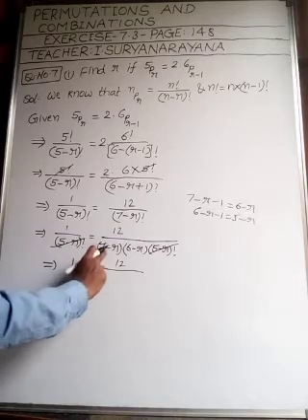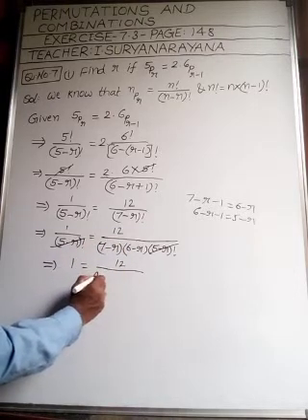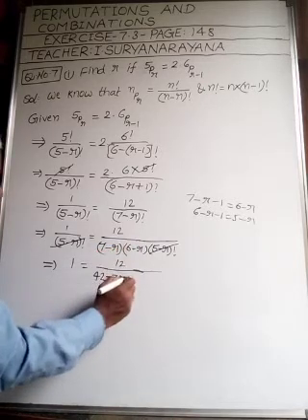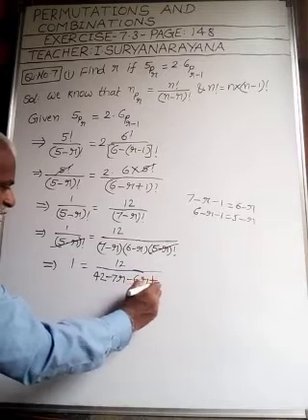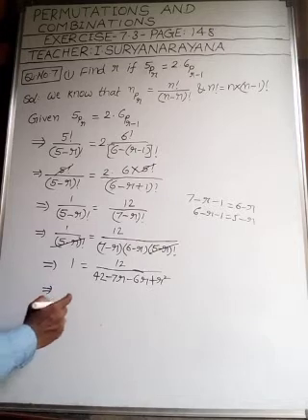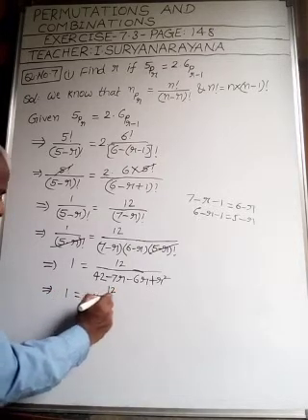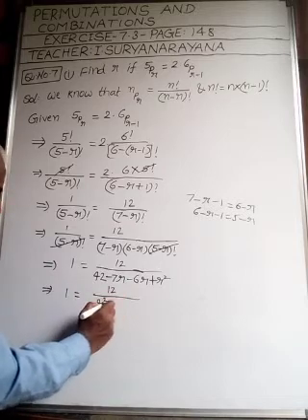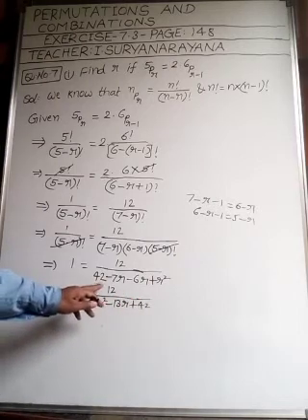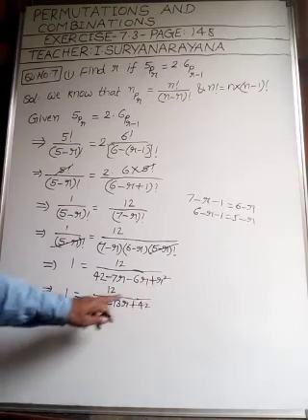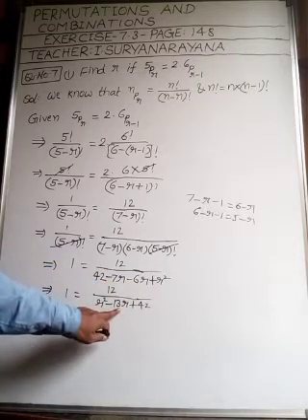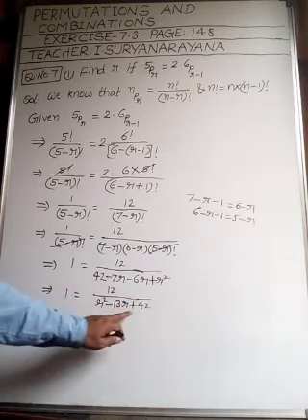Let us multiply these two factors. 7 6 42. 7 into minus r minus 7r, minus r into 6 minus 6r plus r square. Yes or no, my children? Right. This implies 1 is equal to 12 by (r square minus 13r plus 42). Yes or no, my children? By simplifying this expression, what you get? r square, minus 7r minus 6r, what will you get? Minus 13r plus 42. Understood this step, my children?